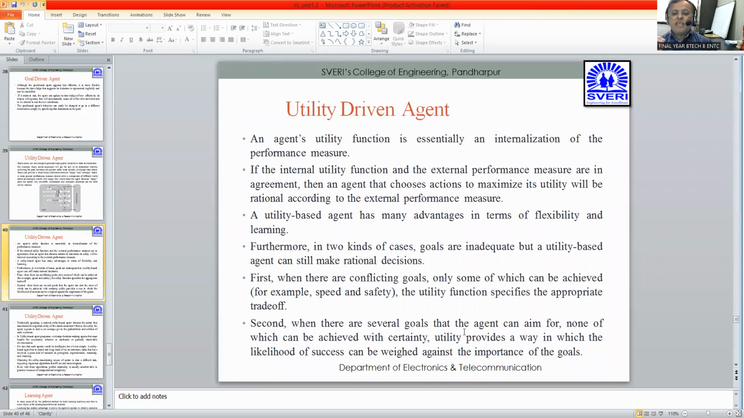देखो ना, there are several goals that the agent can aim for, none of which can be achieved with certainty, है ना. दोनों की गारंटी नहीं कि वो पहुंच सकते हैं. तो यूटिलिटी प्रोवाइड्स अ वे इन विच लाइकलीहुड ऑफ द सक्सेस कैन बी वेटेड. तो सक्सेस मिल सकता है डिपेंडिंग अपॉन द इंपॉर्टेंस ऑफ द गोल, कि भाई यहां मेरा जाना जरूरी है तो पहले उसको इंपॉर्टेंस दो और तभी पहुंच पाएंगे. सो दिस इज हाउ द यूटिलिटी ड्रिवन वर्क्स.